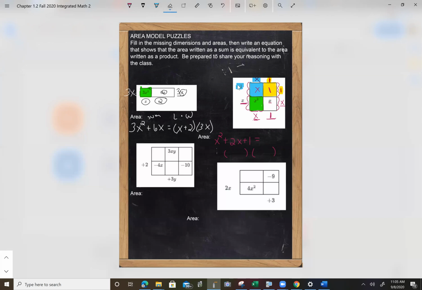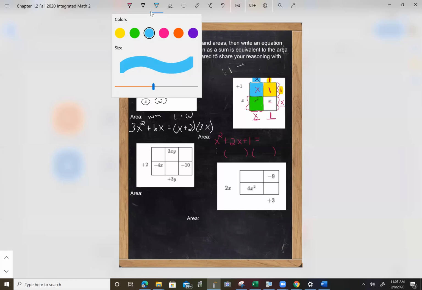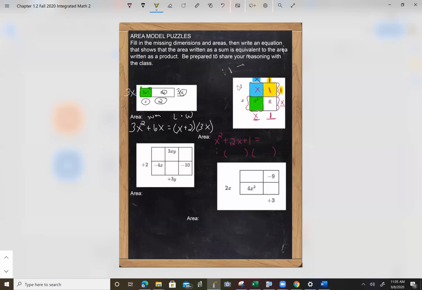So in this case, let me erase some of this stuff. The sides are the same length, right? So we only need to pick 2 of the sides, 1 for length and 1 for width. Let's pick a good color here. I guess just yellow, because I don't think anything else will show. So this side is x plus 1, and this side is also x plus 1. So one's the width and one's the length. So it's actually going to be x plus 1 times x plus 1.